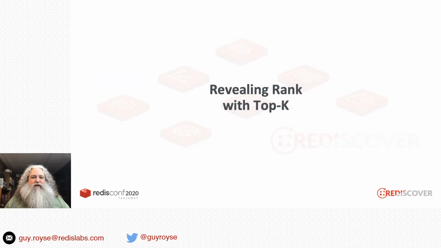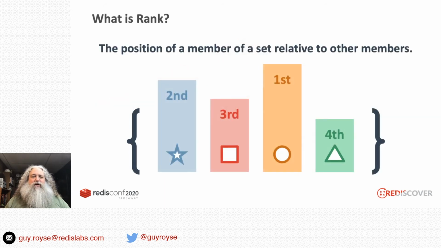Okay, so last but certainly not least is ranking with top K. So revealing rank with top K, let's dive into a little bit of what we mean by rank. So count min sketch has numbers associated with all these bars, right? Ranking is putting them in order based on those numbers.